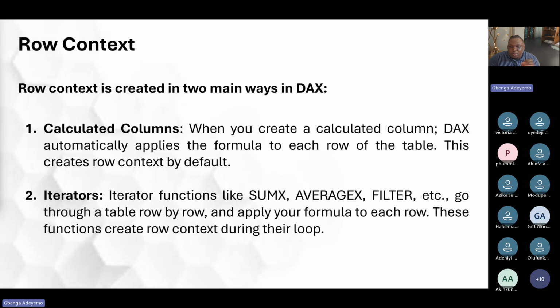Row context happens by default when you create a calculated column because it evaluates the results on a row by row basis. In a table we have rows and we have columns. Now, maybe you have a quantity column and a price column, and you want to get a total sales column. When you create that new column by multiplying quantity and price, it will go to every row.